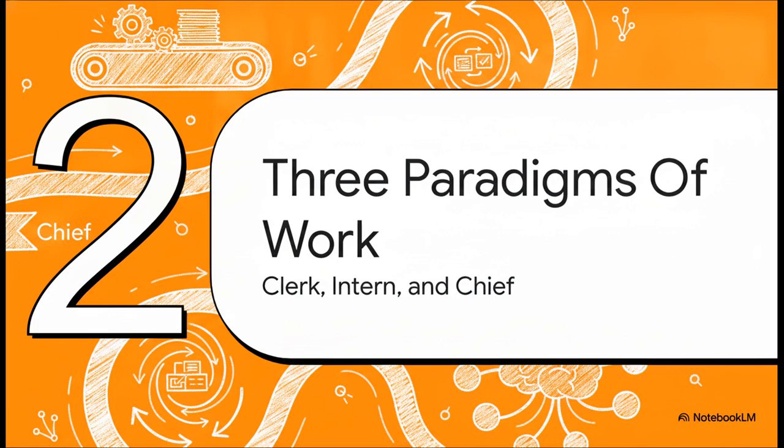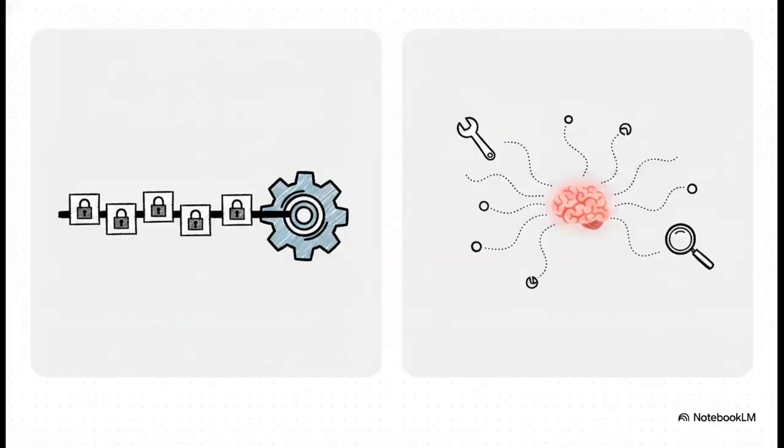Section 2. Three paradigms of work: clerk, intern, and chief of staff. We can basically categorize these workflows into two extremes, with an AI-native stepping stone right in the middle. Over on the left, you've got standard People Process Technology, or PPT. This is highly deterministic, it uses hard-coded logic and rigid APIs. Then, all the way on the right, you have Agentic Native. This uses probabilistic reasoning. Instead of mapping out every single step, you just give the system a goal and it dynamically uses tools to figure out the best path forward.